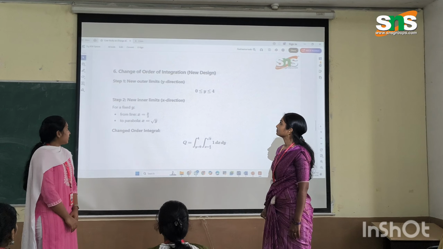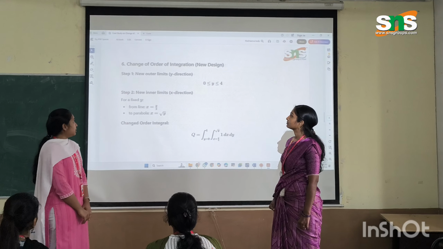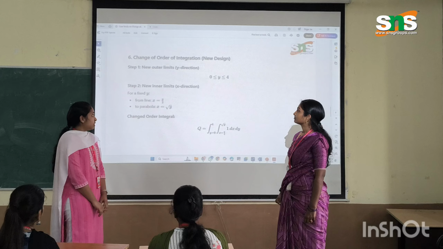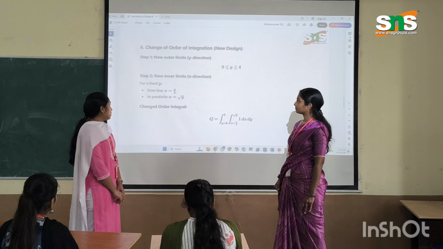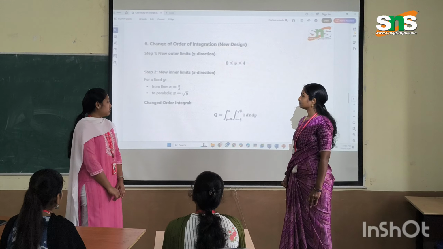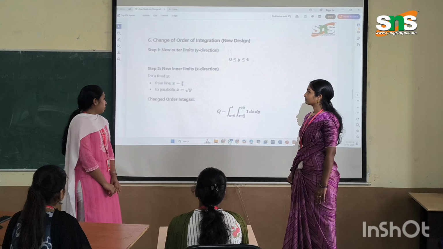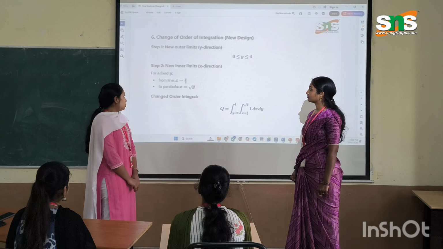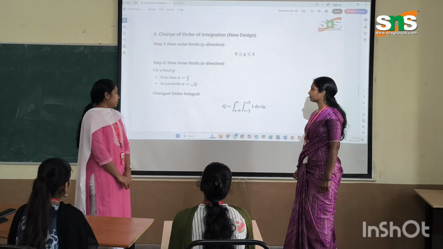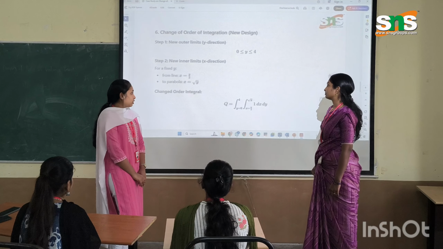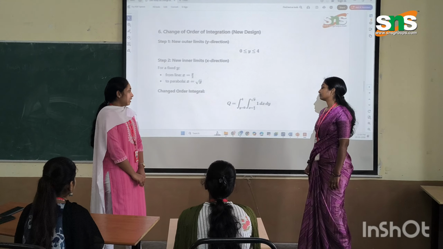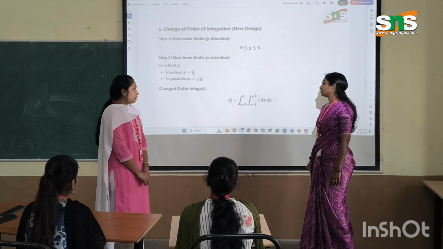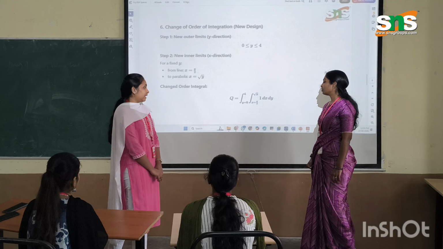Change of order of integration. For step 1, we set new outer limits in y direction: 0 less than or equal to y less than or equal to 4. Next step, set new inner limits in x direction, from line x equal to y by 2 to parabola x equal to root y. Change the order of the integral: q equal to integral y equal to 0 to 4, limit x equal to y by 2 to root y, 1 dx dy.